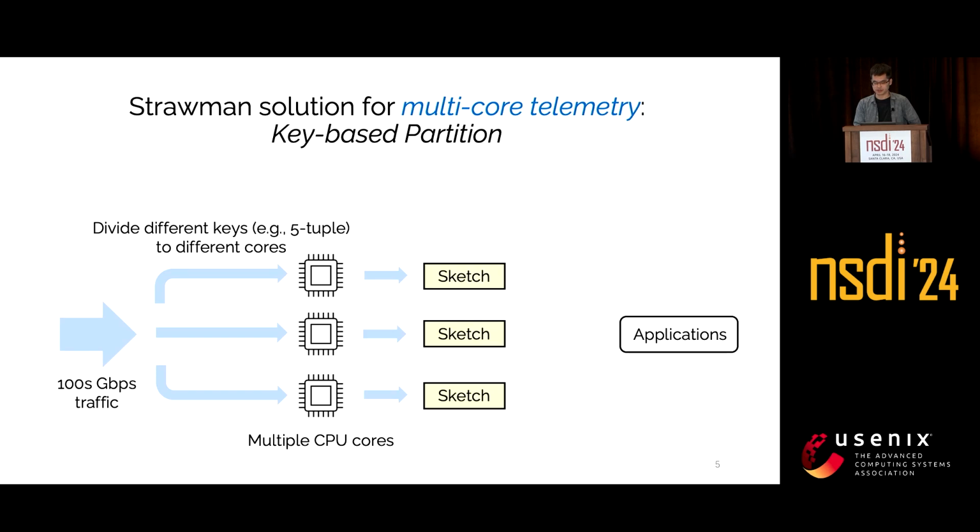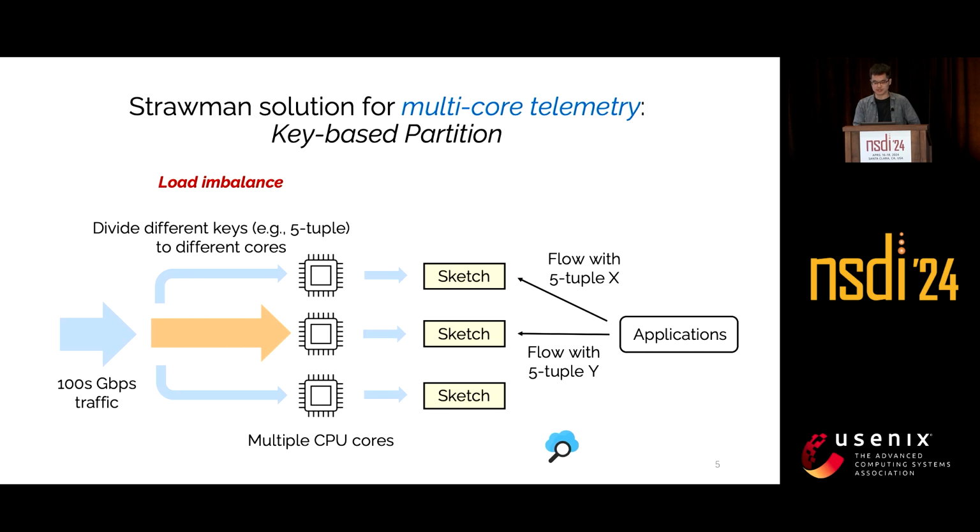A straightforward solution to apply sketches in the multi-core scenario is to divide different keys into different cores. For each core, we can maintain a sketch for tracking the keys distributed to it. Because the keys in different sketches never overlap, the applications can get the statistics of a specific key by querying the corresponding sketch. However, pinning the key to a core can lead to degraded packet performance. As shown in prior works about dynamic load balancing, when the skewness of the network traffic varies, key-based partition often leads to high load imbalance among cores.